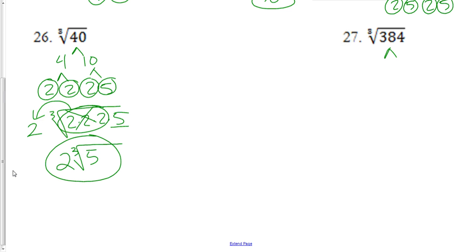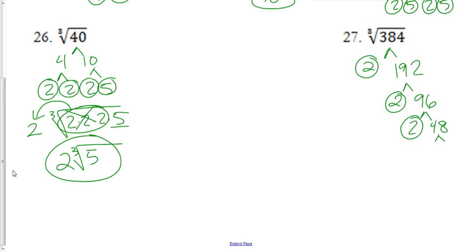All right, 27, 384. It's a big number, so we're going to start by dividing by 2. 2 and 192. Dividing that by 2 gives me 2 and 96. We're going to keep going with this pattern. That gives me 2 and 48. Dividing by 2 again gives me 2 and 24. 24 gives me 2 and 12. 12 gives me 2 and 6. Running out of room. 6 gives me 2 and 3, and I'm finally done.